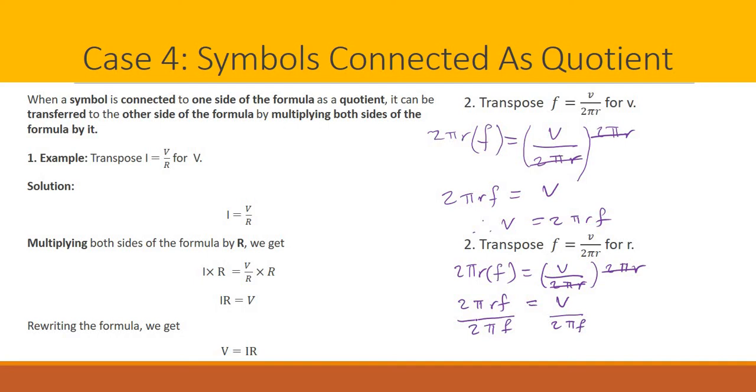By dividing, note here, 2 will cancel 2, pi will cancel pi, and F will cancel F. So what we're left with here is just R is equal to V all over 2 pi F. And we're finished. R is now the subject of this formula.